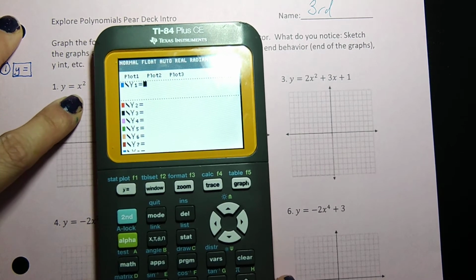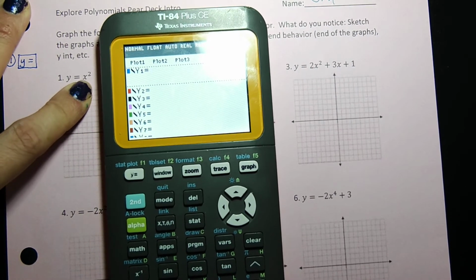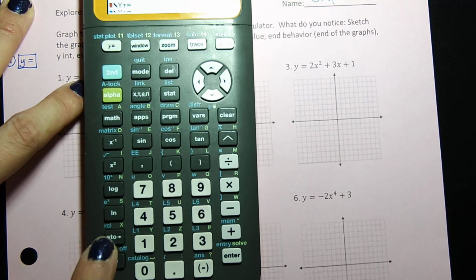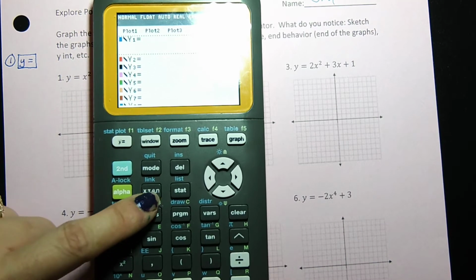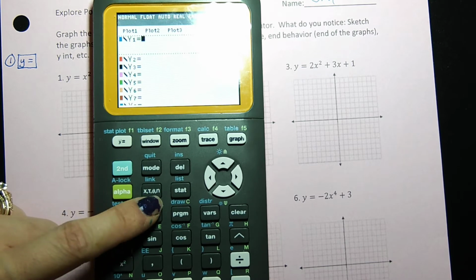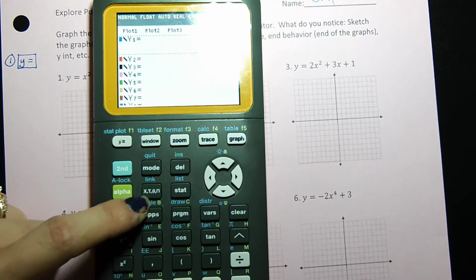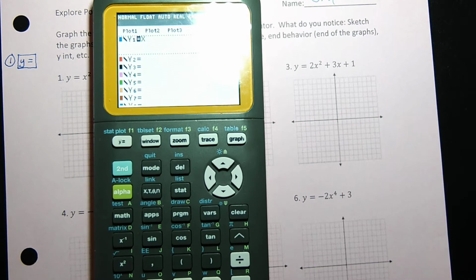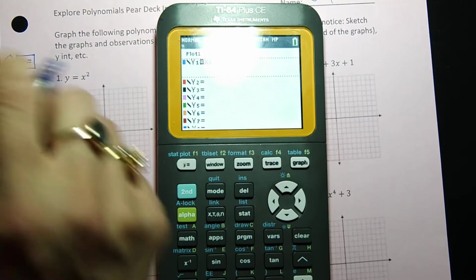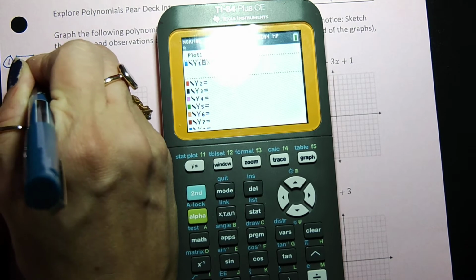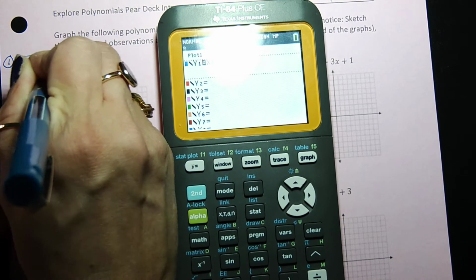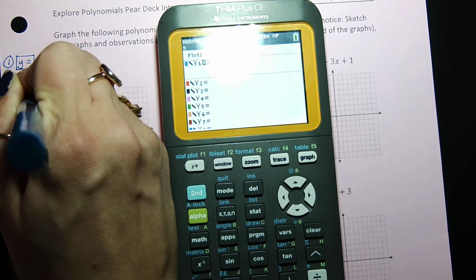And to type in x squared, what we use for the variable x is not this letter feature using the alpha key, but this variable button that has x, t, theta, and n on it. If you push that button, it automatically gives you x. Those other forms are different modes you can be in on your calculator. So x, t, theta, n button is how you get x.